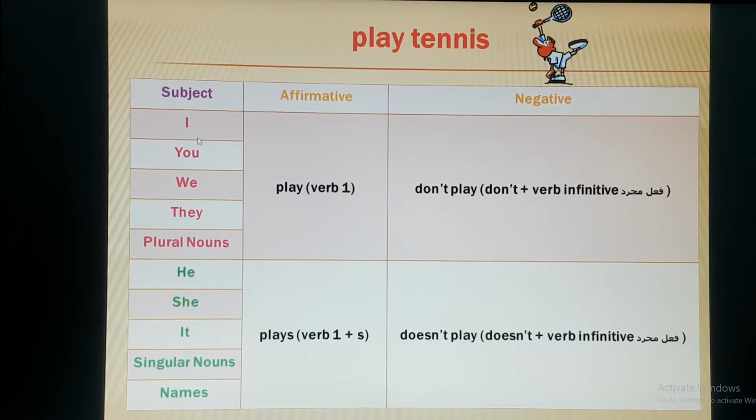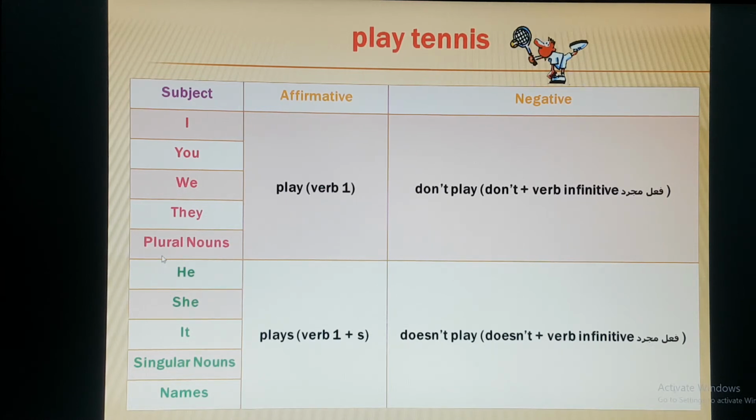If the subject is I, you, we, they, plural nouns, we use verb 1 without s، بدون s. إذا كانت الجملة affirmative مثبتة، بس إذا كانت الجملة منفية we use don't plus verb 1 or verb infinitive. إذا كانت عندنا subject I, you, we, they, plural nouns، إذا كانت الجملة affirmative we use verb 1. إذا الجملة negative we use don't plus verb infinitive. مثال I play tennis، we play tennis. هلأ بالنيجاتيف I don't play tennis، we don't play tennis.